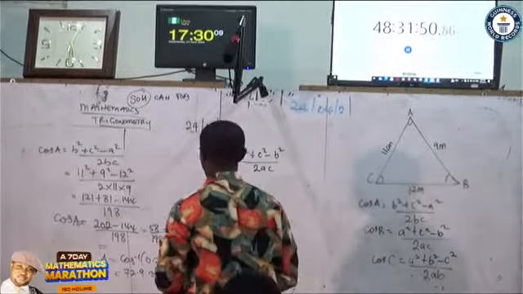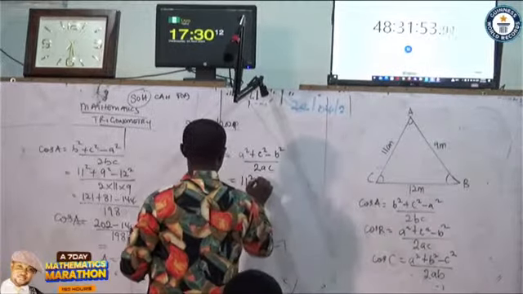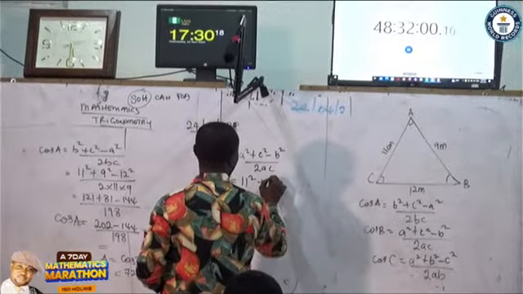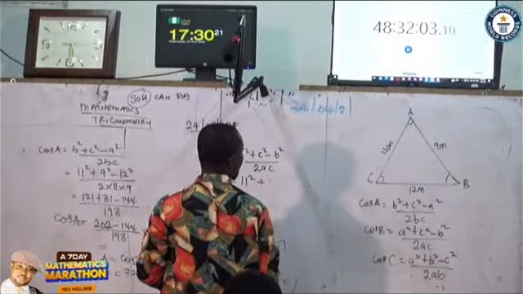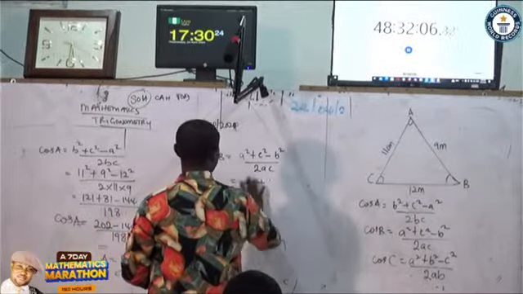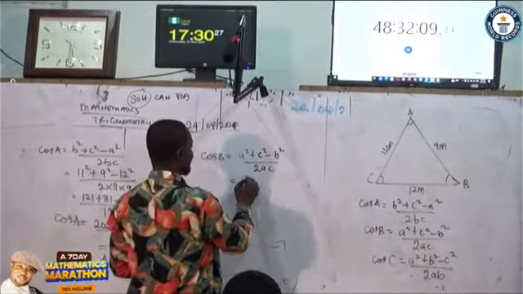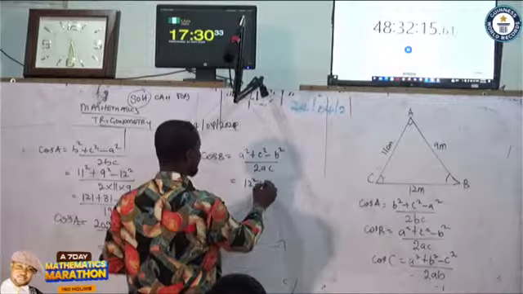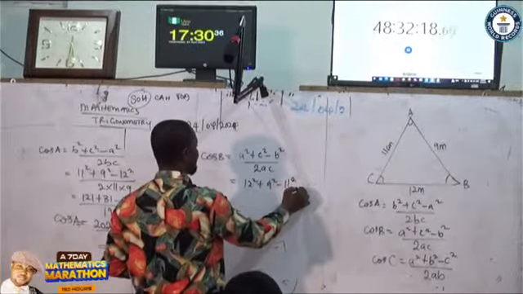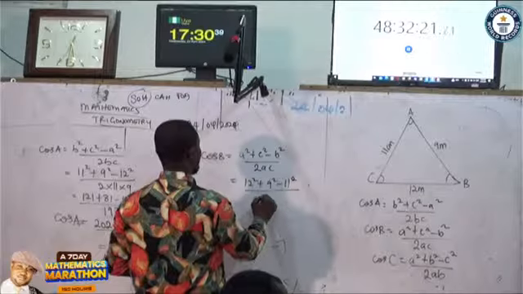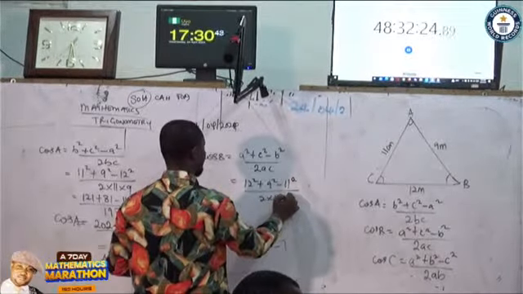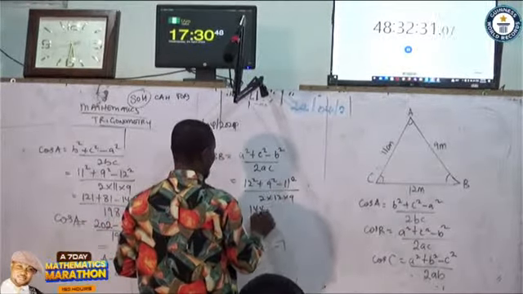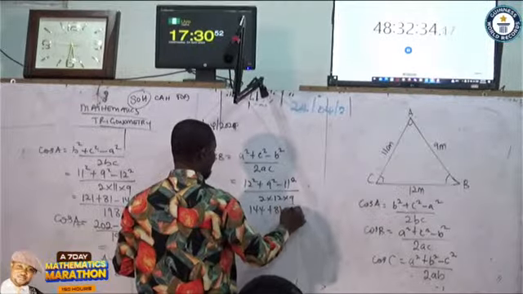So if I want to talk about that, you observe. My A squared, 11 squared, plus C squared, A is 12, 12 squared, plus 9, minus 11. That is 144 minus 121.